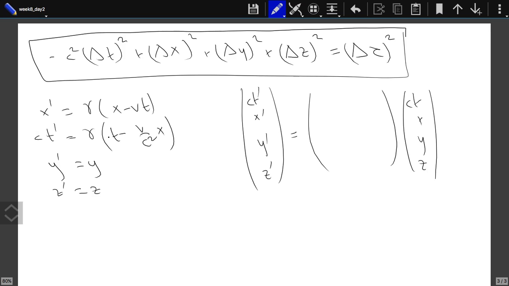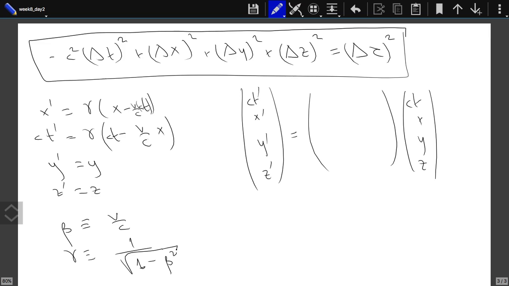So ct prime will be just gamma times ct minus v over c times x. So here I have v over c times ct. You see, the velocity doesn't really appear on its own. It's always the speed over the speed of light. So that thing I will call beta, v over c. This is my definition. So in terms of this, gamma is just 1 over the square root of 1 minus beta squared.